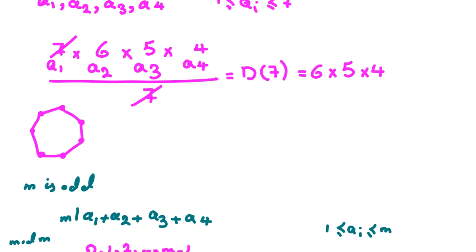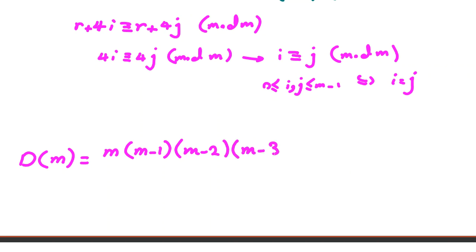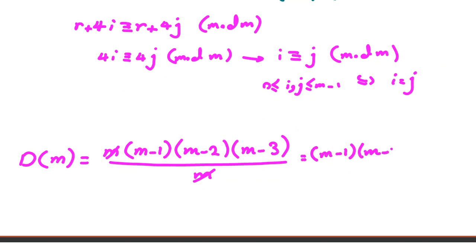So here, if I want to find d of m, the number of quadruples is m minus 1, m minus 2, m minus 3 choices. Now, how many cycles are there? We divide these by m, because in each cycle we have m quadruples. And it will be m minus 1 times m minus 2 times m minus 3.